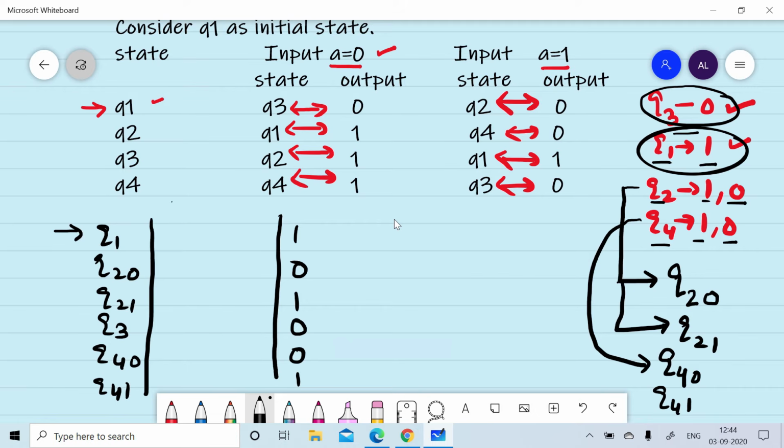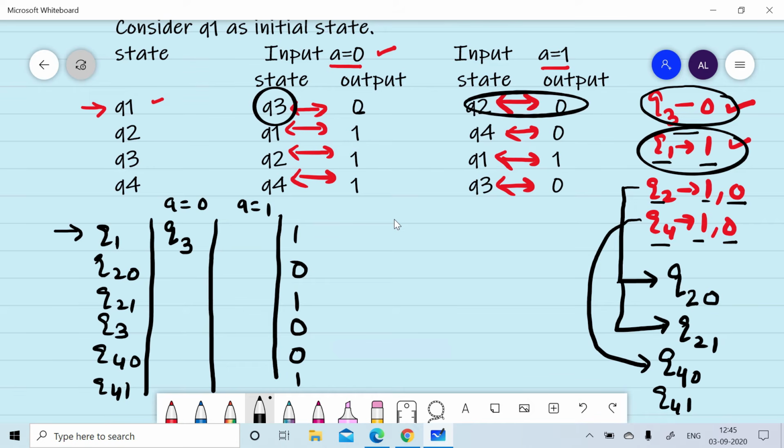Now on reading a is 0 and a is 1. On Q1 state, if we read a is 0, we are moving to Q3 with output 0. So we will mention Q3 over here, because Q3 is a single state. On reading 1, we are moving to Q2 state but with output 0. So we mention Q2 with output 0, because Q2 0 and Q2 1 are different states.